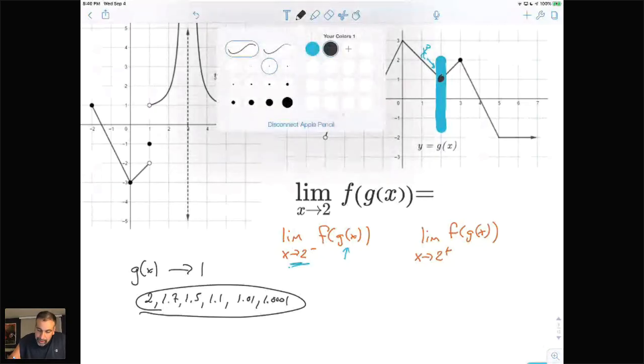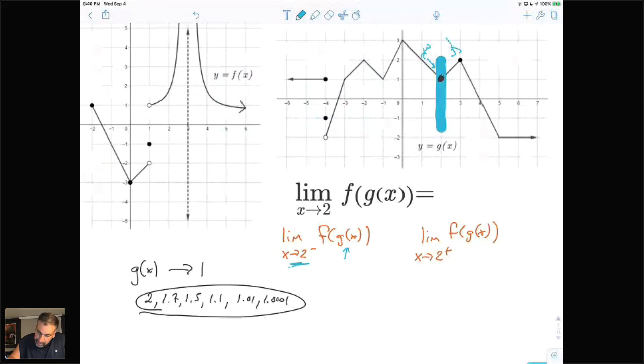If we now do the exact same thing coming from the other side, we're going to get a very similar result. He's walking closer and closer to 2 coming from the right-hand side, and his y values are getting closer and closer to 1, following this exact same number pattern, going from 2 to 1.7 to 1.5, working its way down to 1. So now this line of data right here is describing what g of x is doing as x goes to 2.